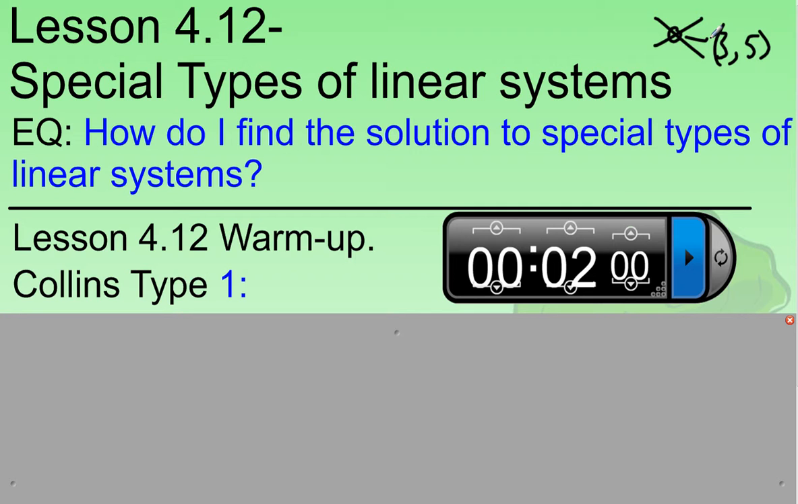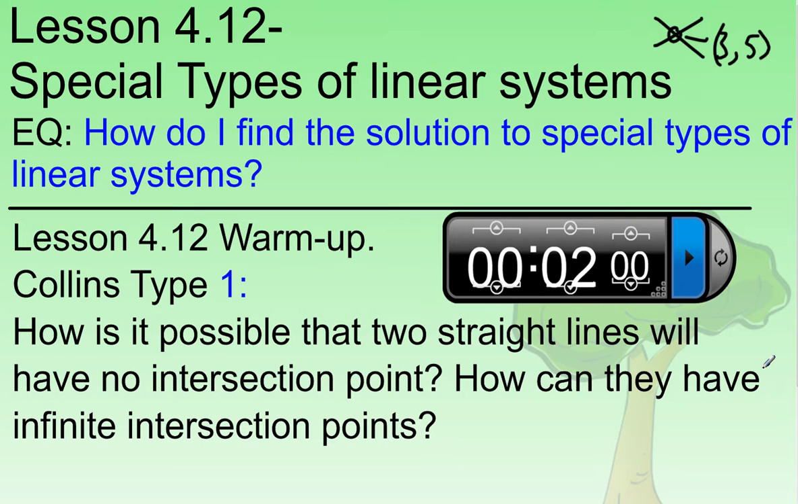Okay. In this lesson, we're going to talk about some special systems. And for our warm-up, we have a type 1. How is it possible that two straight lines will have no intersection point? And how can they have infinite intersection points? Think about that. How could you draw two straight lines on your paper where they would never intersect?